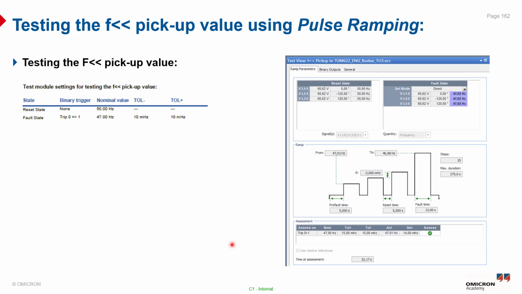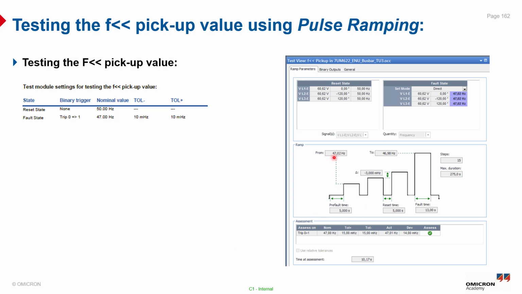Also, additionally, there is one key point to note: the drop-off value of the under frequency stage 2 cannot be measured with this module, since the pulse ramping test only triggers based on the trip command transition from 0 to 1 or from 1 to 0, so we can only test the pickup value of stage 2 here. And also the test ensures the relay reacts correctly and within the expected time when a severe under frequency condition occurs.